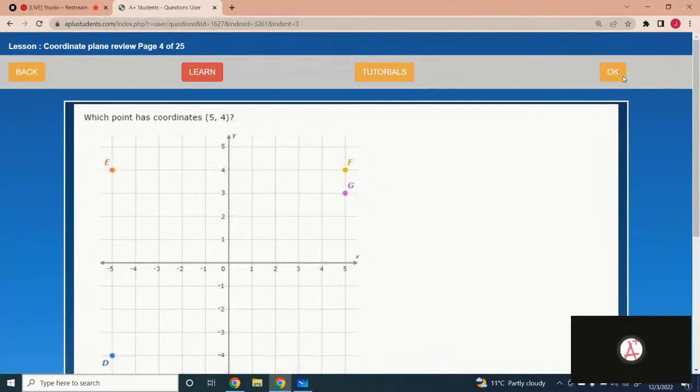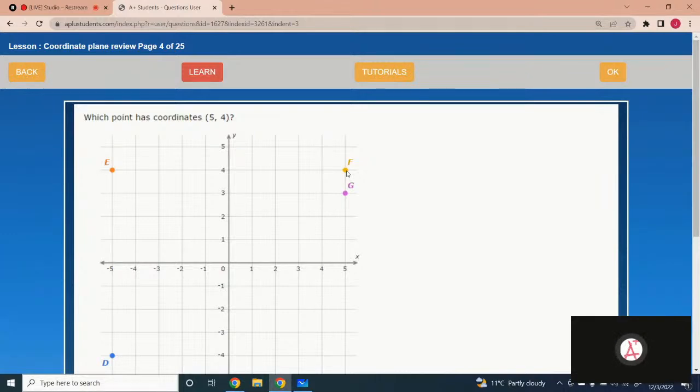Okay, which point has the coordinates 5 and 4? Okay, 5 and 4, that means x is 5 and y is 4. Here you have x is 5, just match the coordinate, and y is 4. Got it? Here you have 4, match the line. So it would be the point F. That means the point F has the coordinates 5 and 4.